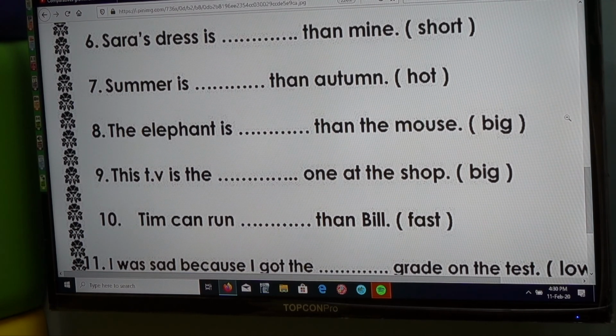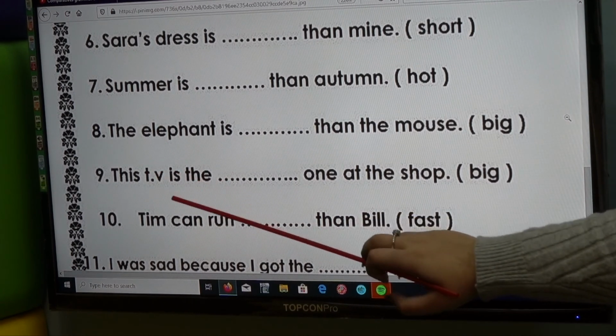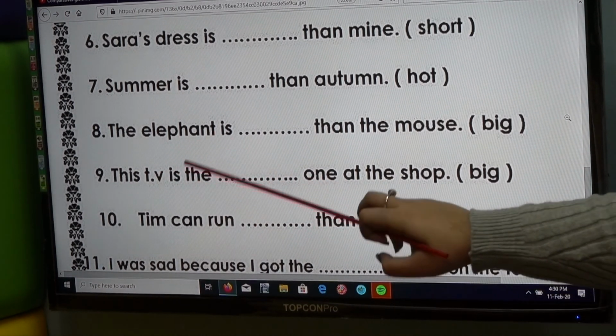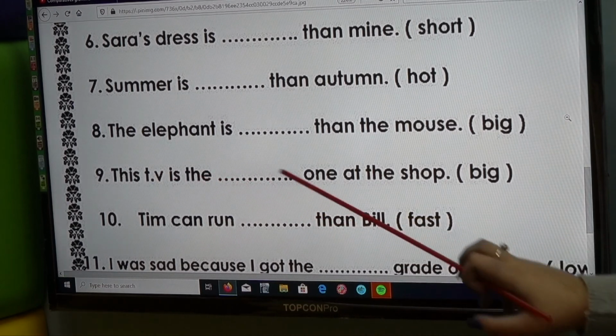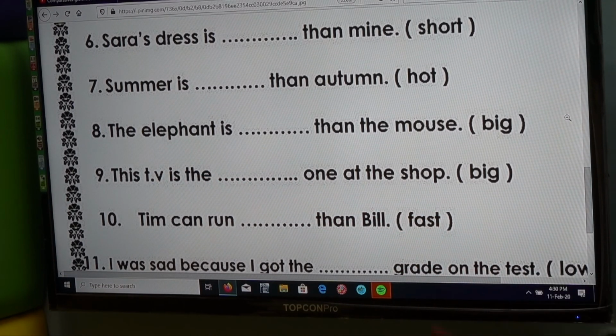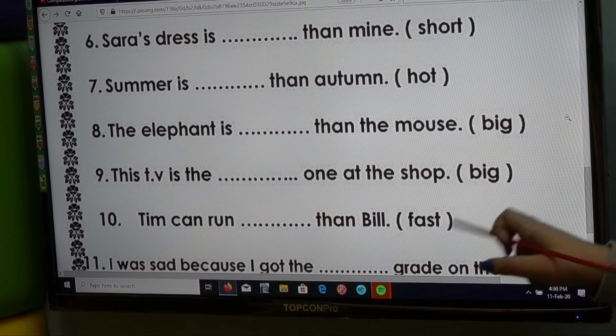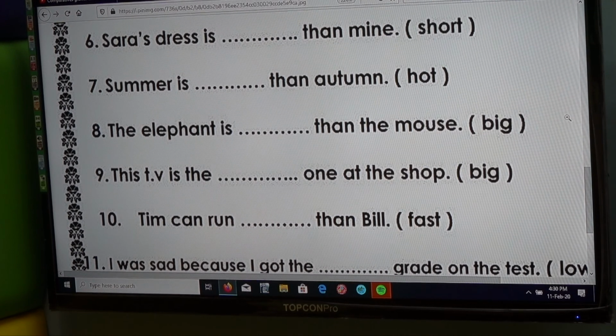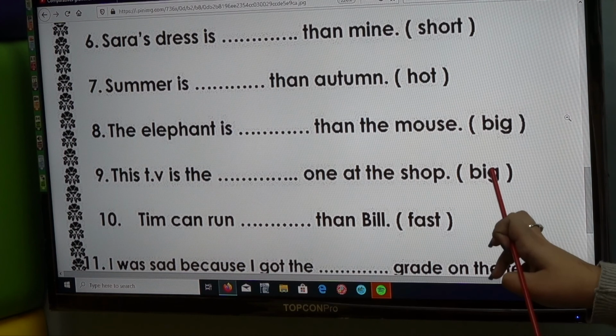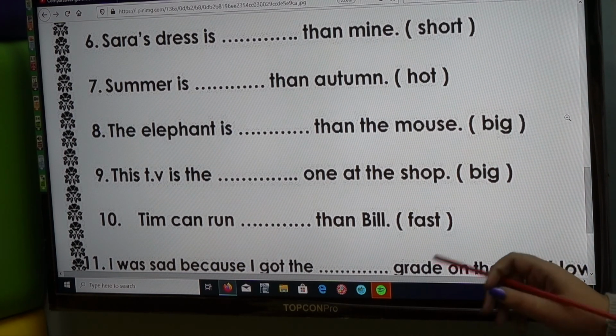We use superlative, right? The TV is, the has been done for you. The TV is the what at the shop? Big becomes biggest, right? How to spell biggest here? 5, 4, 3, 2, 1. B-I-G-G-E-S-T. Yes. Okay. Last one. Number 10.